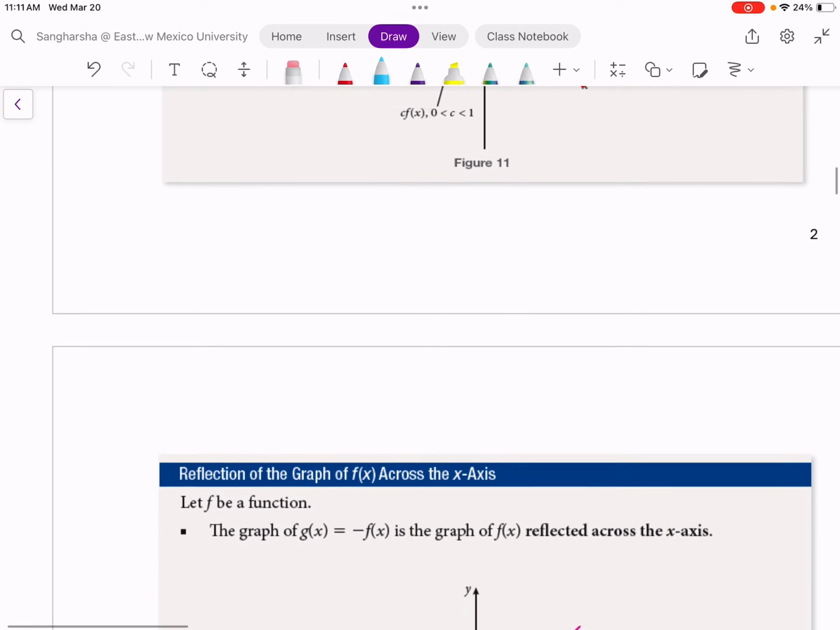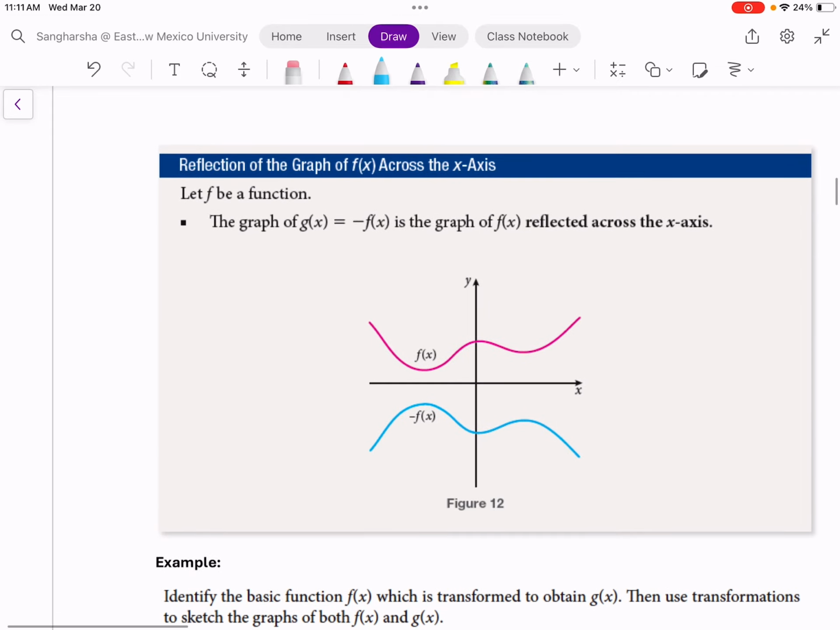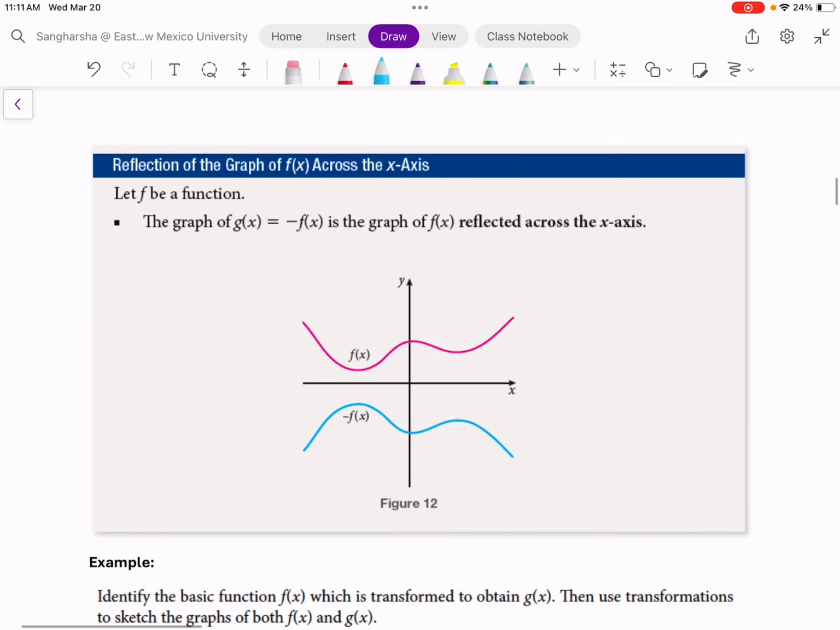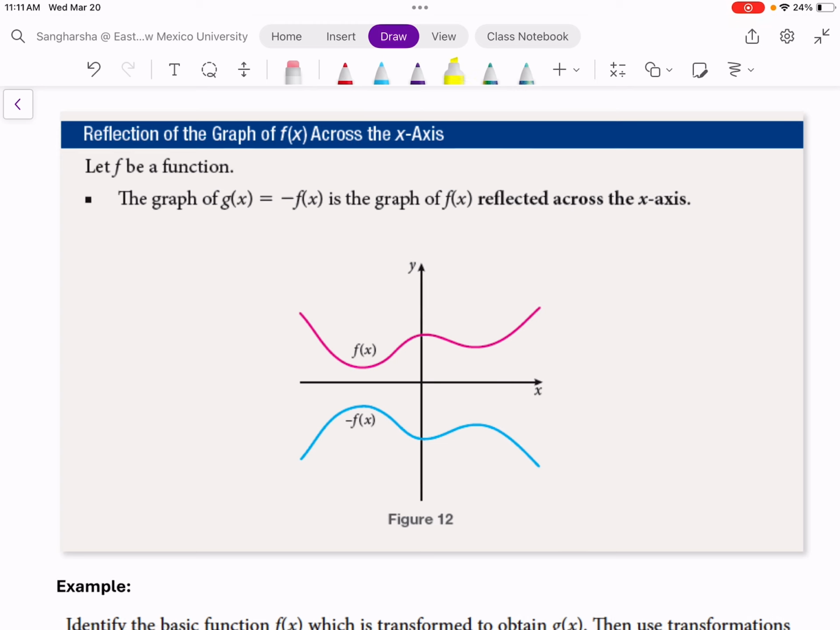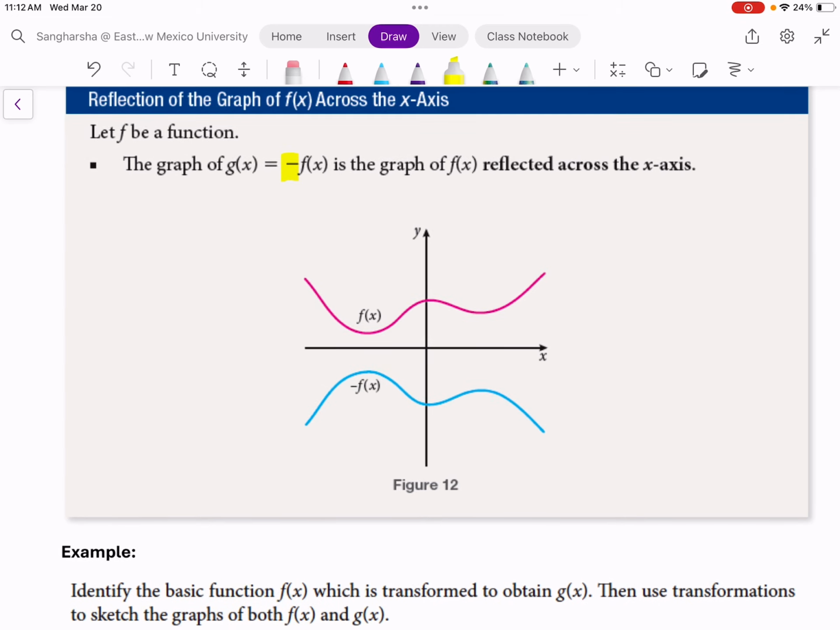Okay, so let's do one more transformation, then we'll do an example. So here we have a function, and you multiply the function by a negative. If you have a basic function and you multiply it by a negative, then there is a reflection across the x-axis. So this is the graph for our function f of x.